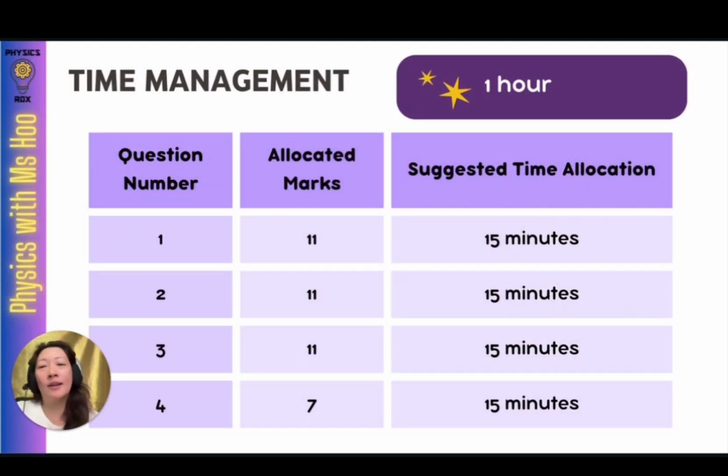First of all, let's start with time management. You're only given 1 hour to complete this paper, and because this paper is made up of 4 questions, the suggested time allocation is to spend 15 minutes on each question. Of course, it's possible for you to spend more or less time on each question. This is just a suggested time allocation. As long as you're able to answer all the questions within the 1 hour, that's fine.